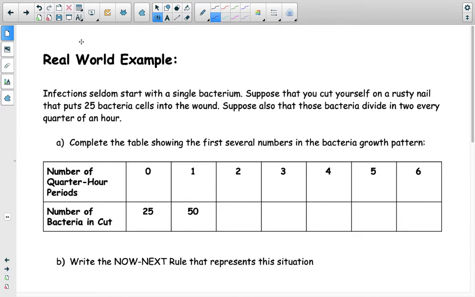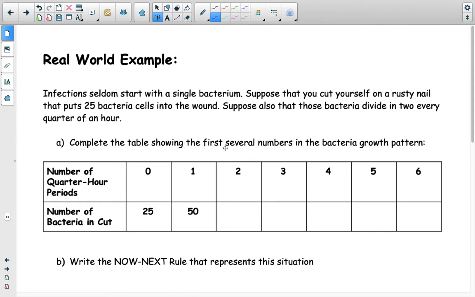This video is on exponential growth. We are going to do some real-world examples. Infections seldom start with a single bacteria. Suppose that you cut yourself on a rusty nail that puts 25 bacteria cells into the wound. Suppose also that those bacteria divide in two every quarter of an hour.